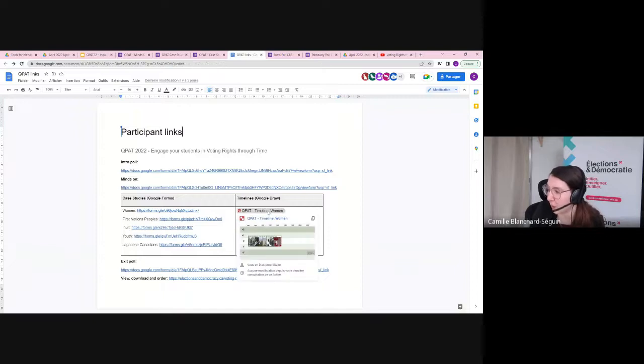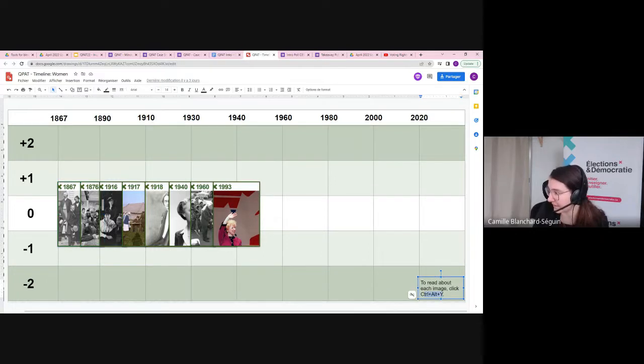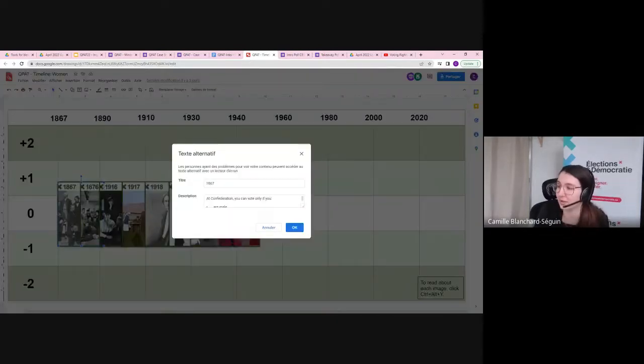So if you are opening one of the timelines, I'll just open it up, follow the link here, I will invite you to take a look at the events. Now, in order to be reminded of the text that goes with these events, if you click Control-Alt-Y, as it is listed in the bottom corner here, it will give you the text.